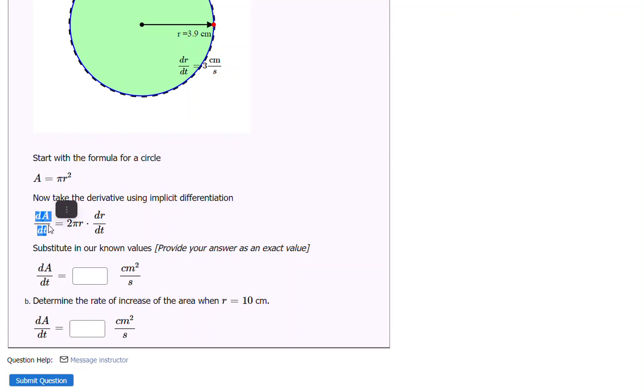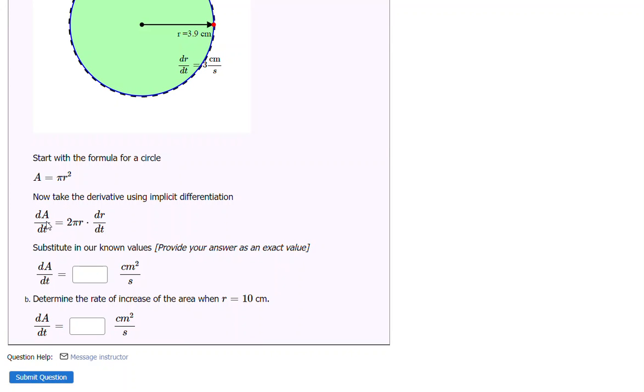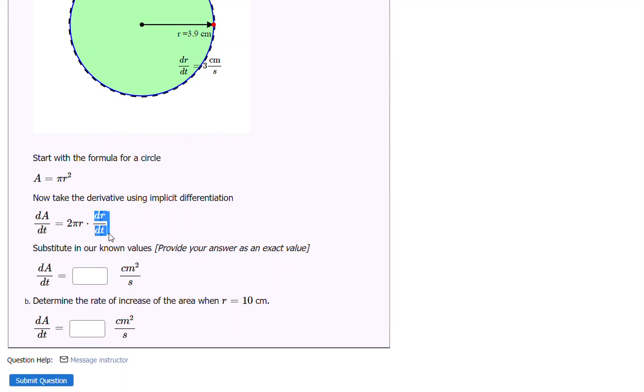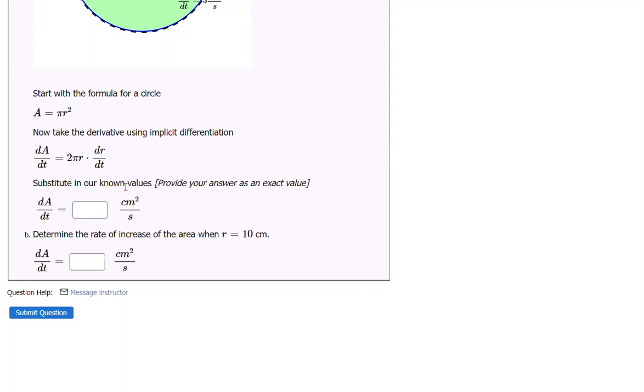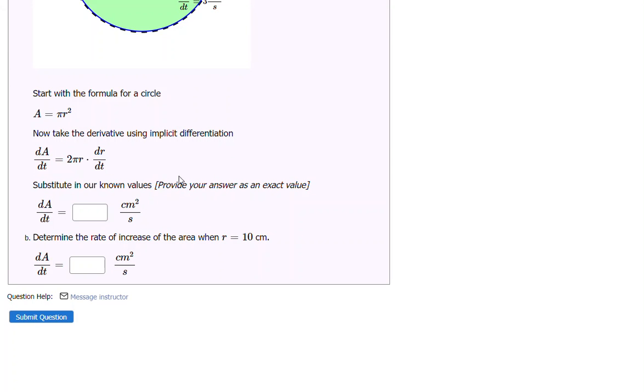So there we go. Our rates just popped up, right? dA dt is the thing we're looking for. And dr dt, well, that's 3 centimeters per second. Okay, now that we have that, we can just plug in what we know. So now we're just going to substitute in our known values. So at this point, I'll leave this up to you guys.